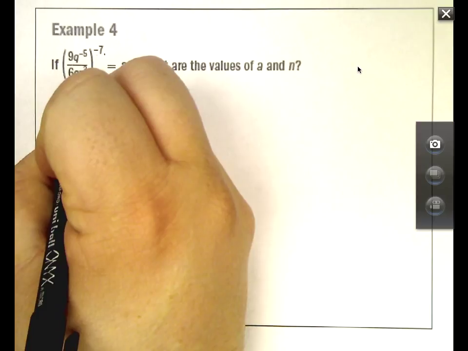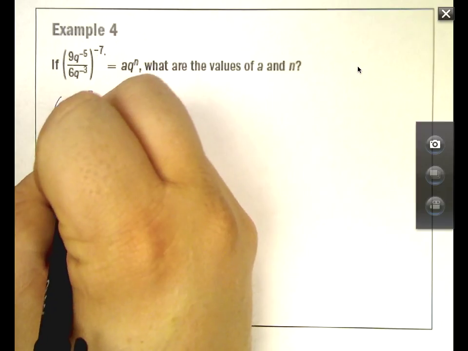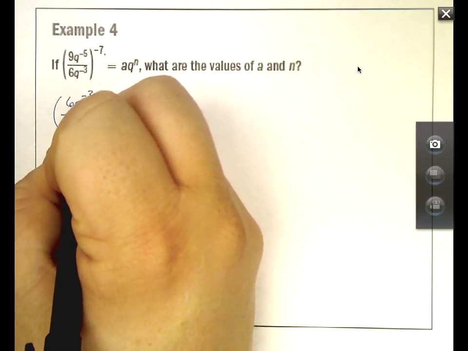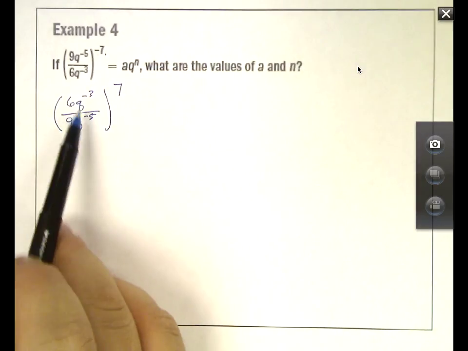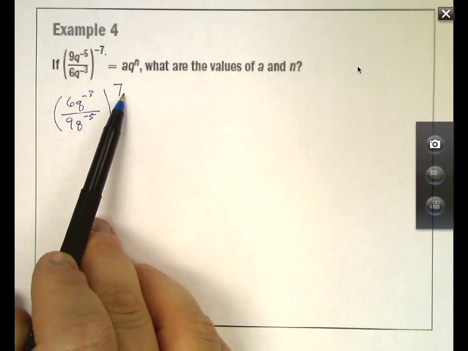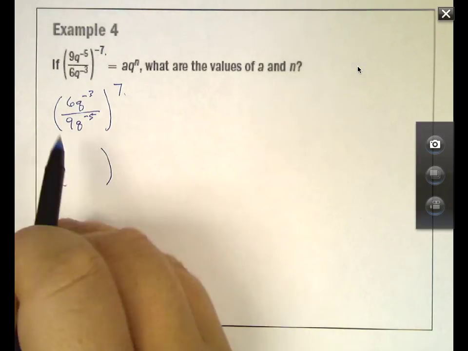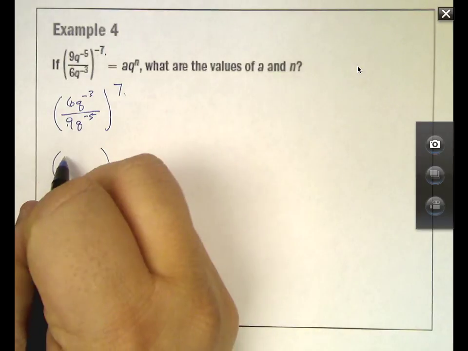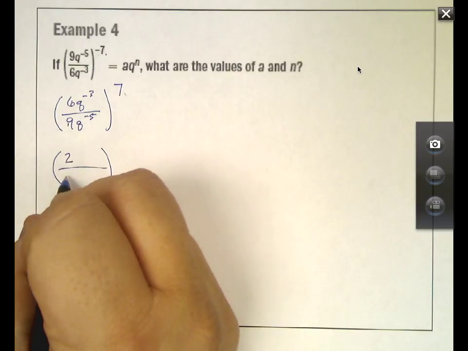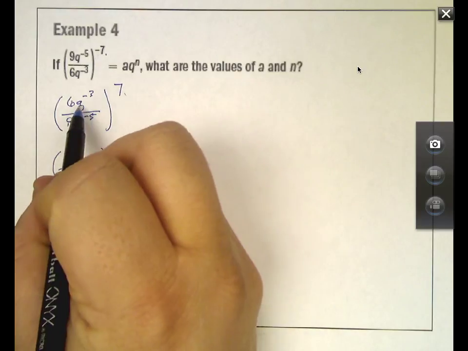I have a negative 7 power, so to make that a positive 7, the numerator and the denominator have to flip-flop. So it's 6q to the negative 3rd divided by 9q to the negative 5th, all to the 7th power. Just by flipping them, I made this positive. Okay? Now, I'm going to do the stuff inside here, because I know I can reduce 6 over 9. 3 will go into both of them. 3 goes into 6 twice. 3 goes into 9 3 times.